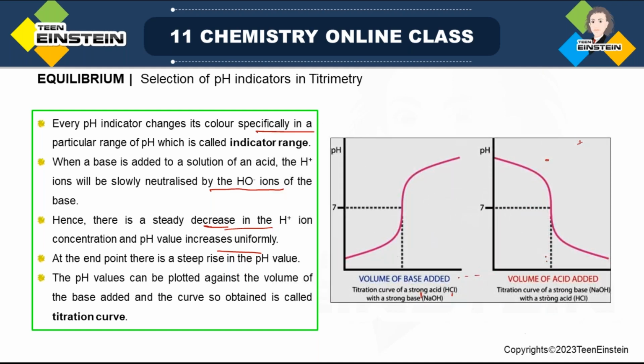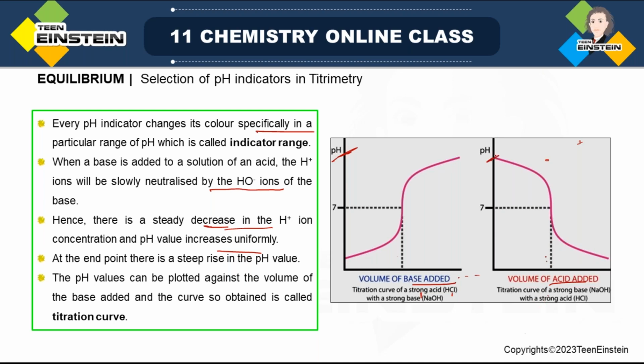So here you can compare both the graphs together. The first picture you have already seen, which is volume of base added and pH as it is present in y-axis. But if it is the reverse, that is, if you are adding gradually the acid to the base that you have taken in conical.